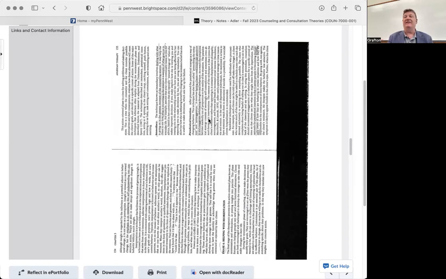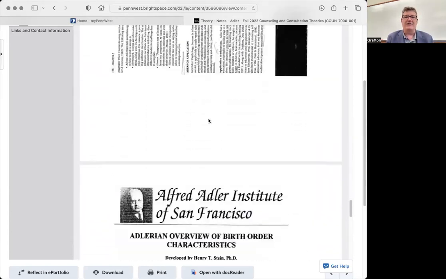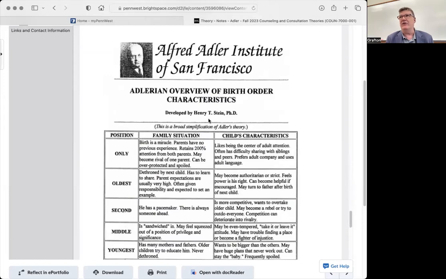So please don't just read my notes. I also provided skills and techniques from an old Corey book that he no longer includes in his current editions. And that's 3 pages. And then after those scanned pages from Corey's book, there's a section about birth order characteristics.